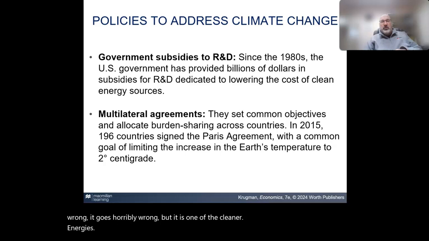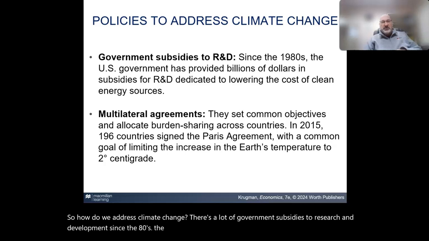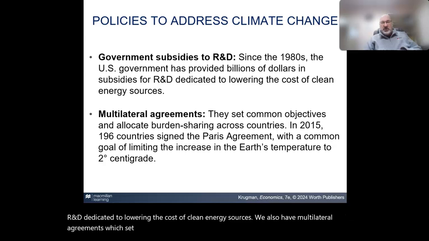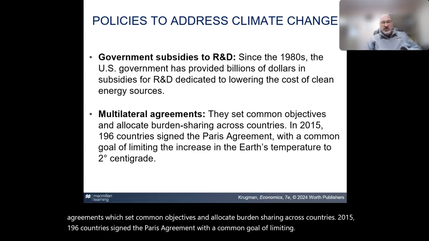So, how do we address climate change? There's a lot of government subsidies to research and development. Since the 80s, the US government's provided billions of dollars in subsidies for R&D dedicated to lowering the cost of clean energy sources. We also have multilateral agreements, which set common objectives and allocate burden sharing across countries. In 2015, 196 countries signed the Paris Agreement with a common goal of limiting the increase of the Earth's temperature to 2 degrees centigrade.